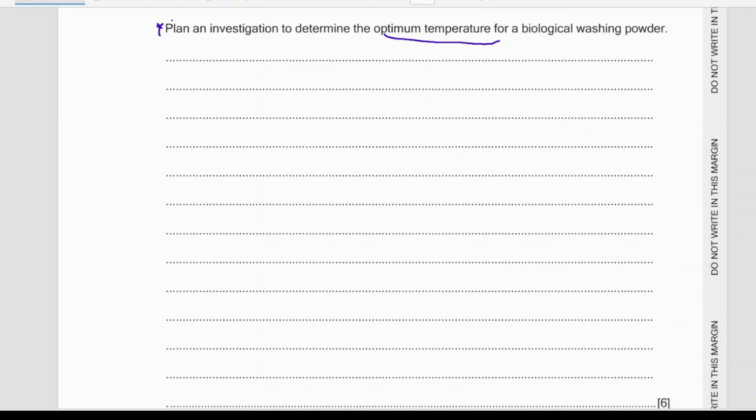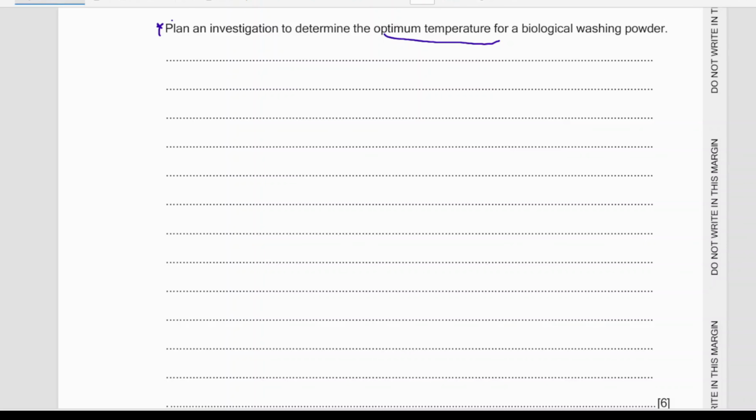Similar stain. We have to use the similar stain. We have to use the similar washing powder. We have to use the same concentration of washing powder. We have to maintain the same pH. That you would maintain if you are taking the same water. Whatever water you are using, you have to maintain the pH of that.